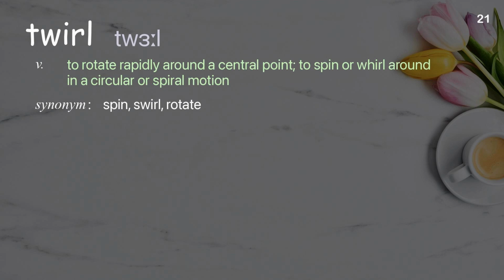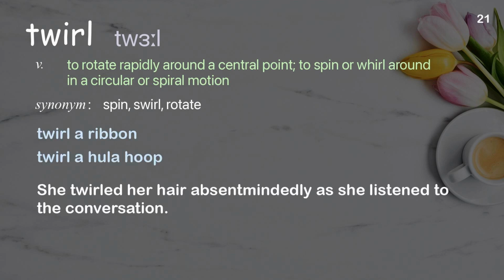Twirl. To rotate rapidly around a central point, to spin or whirl around in a circular or spiral motion. Examples: twirl a ribbon, twirl a hula hoop. She twirled her hair absent-mindedly as she listened to the conversation.